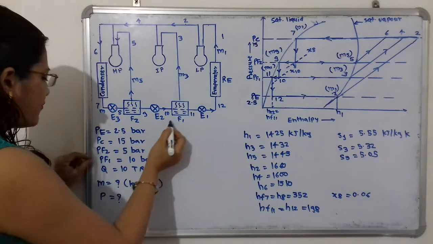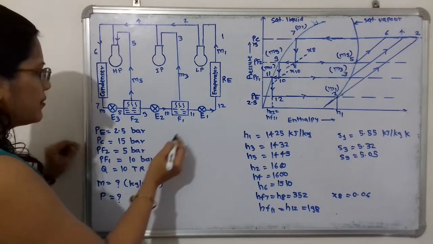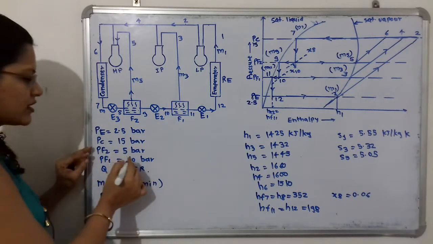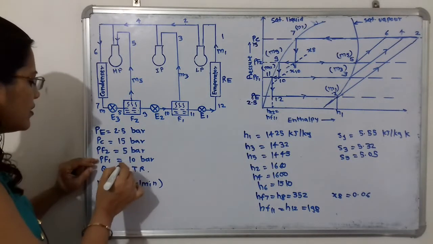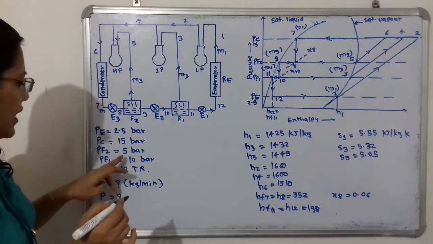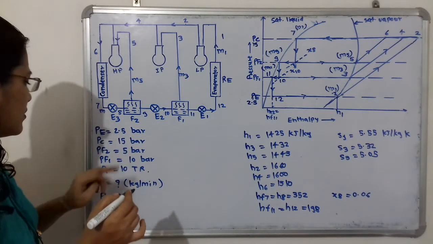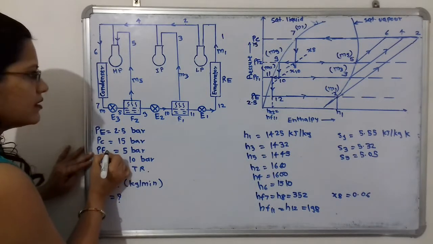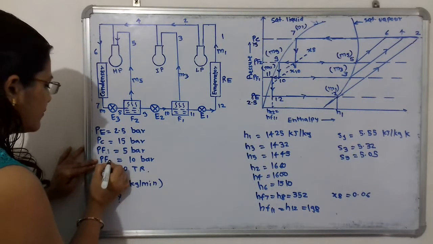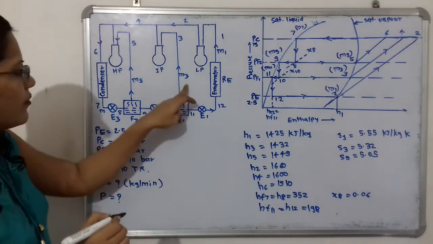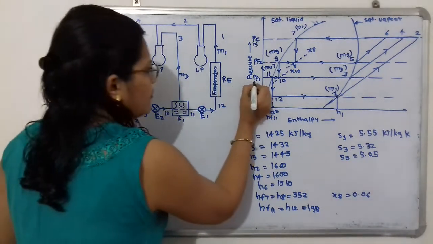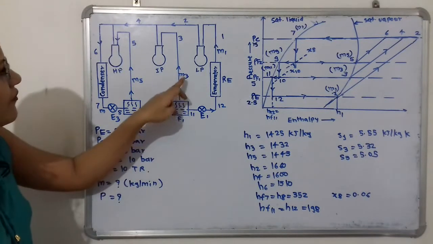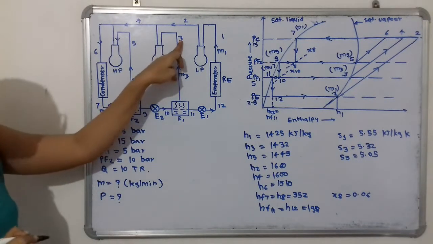So what is the pressure at F1? That is equal to 10 bar. Here it is given that the flash chamber pressures are 5 bar and 10 bar. So here we have to write PF1, that will be 5 bar, and PF2, that will be 10 bar. For this F1, that is PF1 at 5 bar, we have to select the point 3.